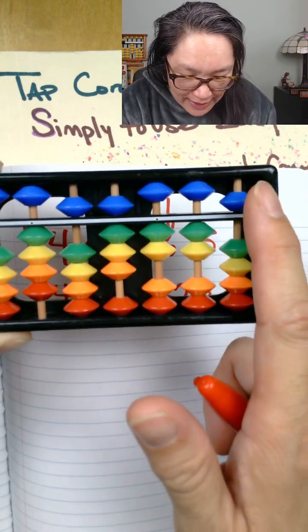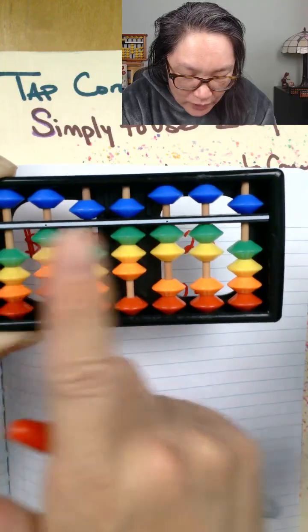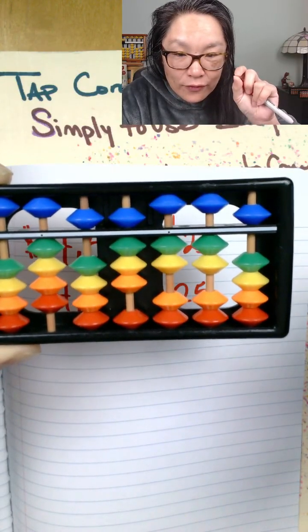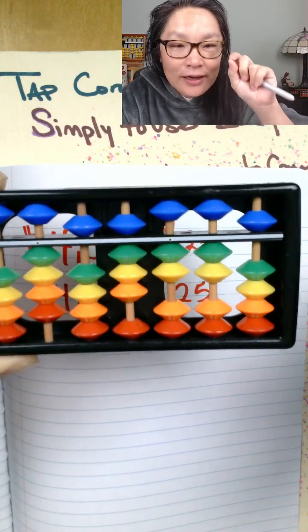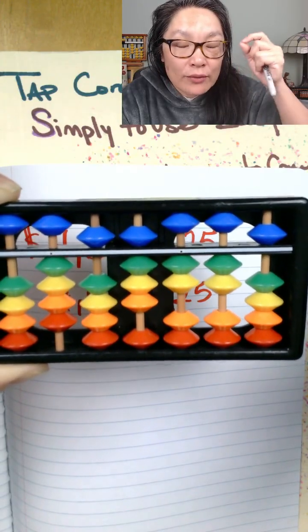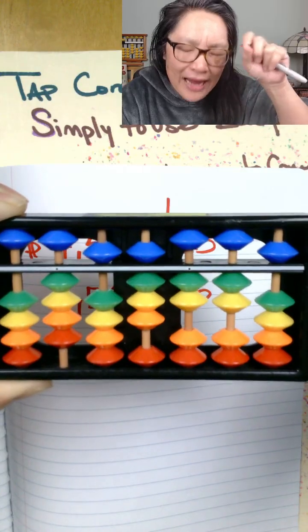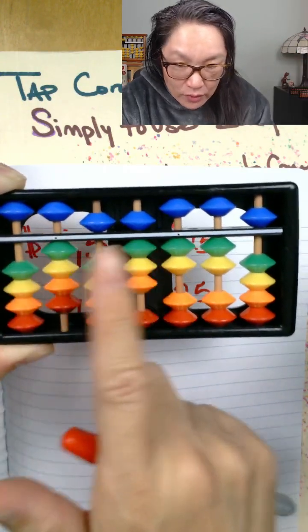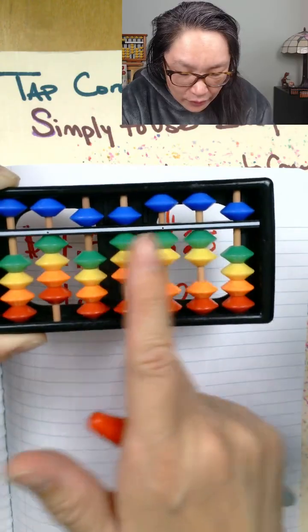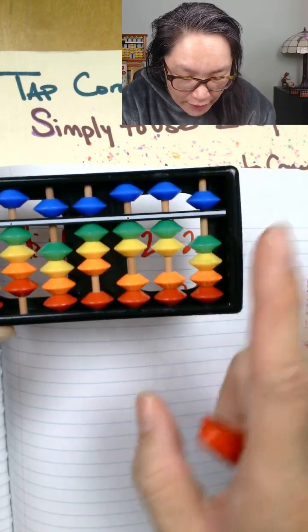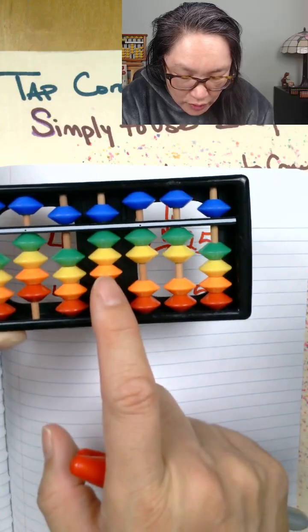Okay, back to here. So we're just reading the abacus. Why? Because we read the abacus before we can start adding and subtracting. So I want to make sure that we're all on the same page and we understand how to read the abacus. So we have 5, 2, 2, 8.